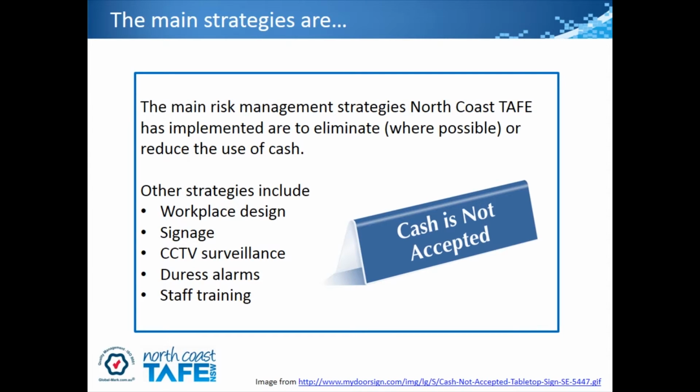If you're familiar with the hierarchy of control, you'll recognise that the most effective control measure to reduce the risk of robbery is to eliminate the use of cash. And as far as possible, this has been done across all the campuses. Other strategies being used include workplace design, signage, CCTV surveillance, duress alarms, and staff training.